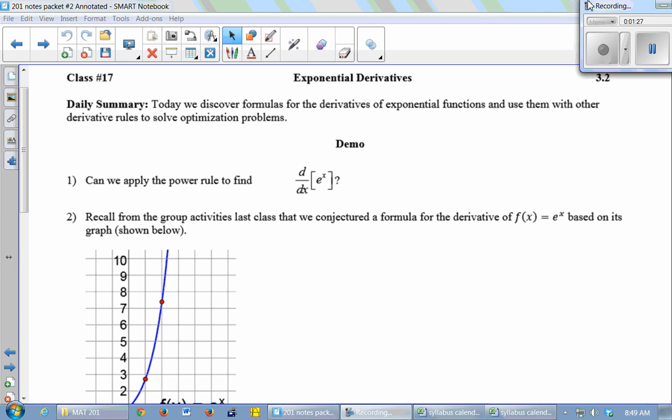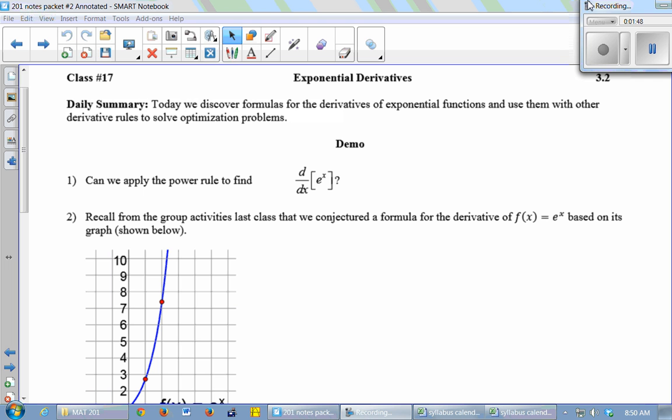Okay, so today we're going to discover formulas for the derivatives of exponential functions, and we're going to use them with other derivative rules like the product rule, the quotient rule, and the chain rule to solve optimization problems. And we've actually been doing this a little bit informally already. Today we're just going to officially learn how to take the derivative of an exponential.